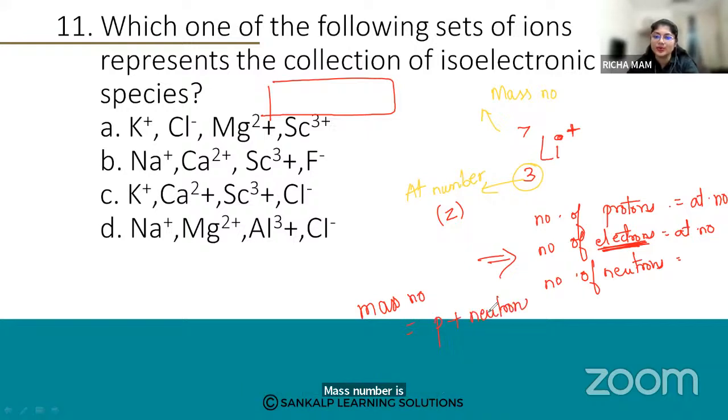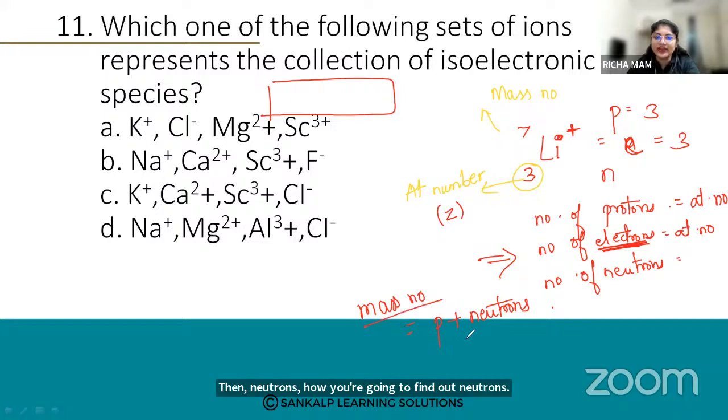So if I ask what is the number of protons here, it is 3. P equals 3. Then the number of electrons, E, is also 3. Then for neutrons, we have the mass number and the protons, so we subtract the mass number minus the protons. That is 7 minus 3, which is 4. So the neutrons are 4.